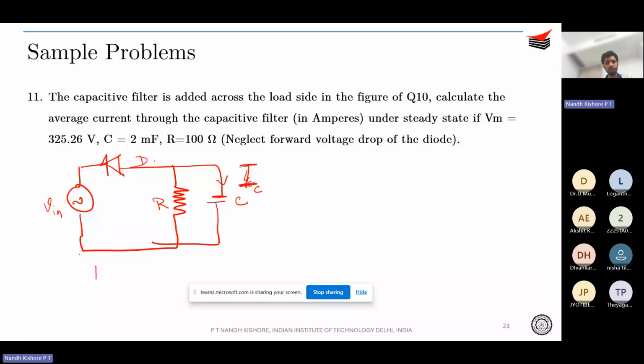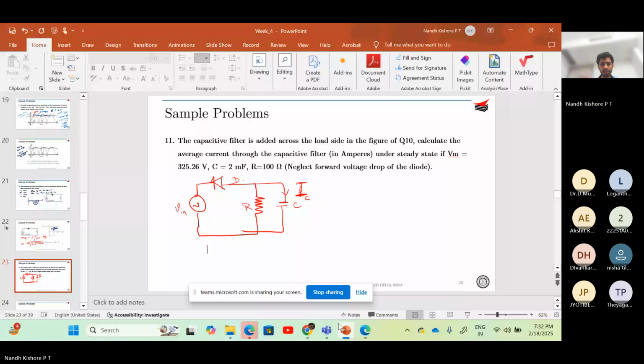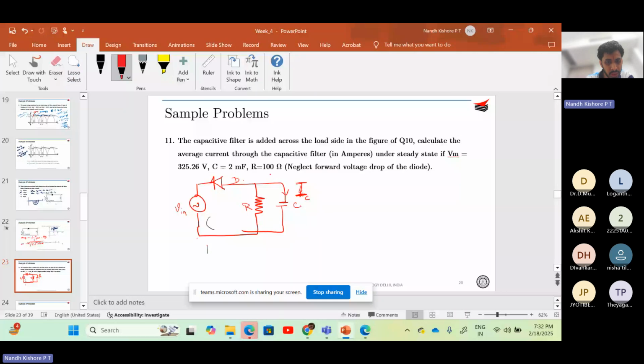Is it possible to tell, first of all, what is the average capacitor current? Just by seeing the circuit and whatever is given in the question, calculate the average current through the capacitor under steady state. So, is it possible to tell the answer? Just think for a minute. See the circuit, and you of course know that some current is going to come. Let's say the diode is facing this side. So the current will come like this, and the current will split like this and by this way.